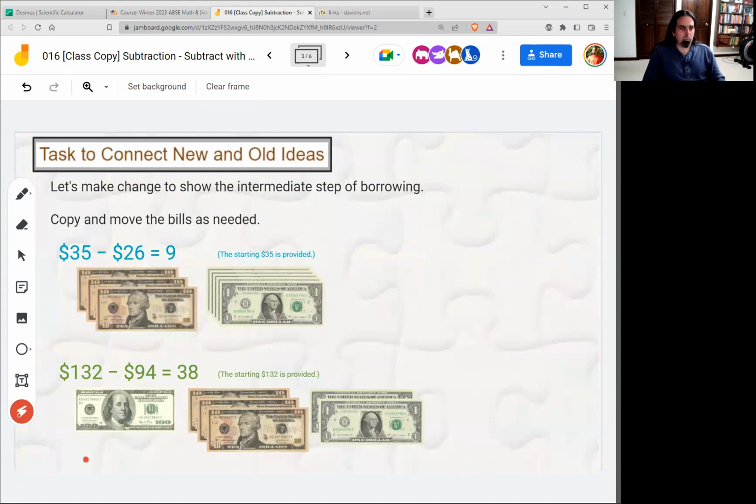Okay, now we can have a brave volunteer. So somebody take 35 ones and take away 26, so there's 9 left. Show me how that would work.